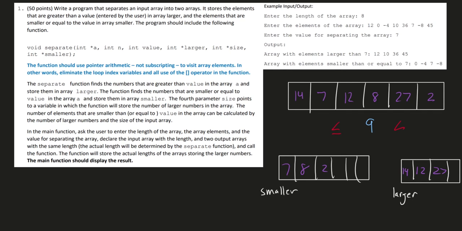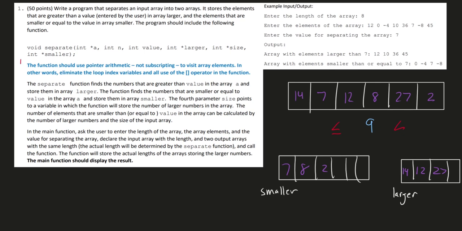Alright, so I think I get the main plot of this problem. And we even have a nice example situation as well. Alright, so the program should include the following function. Alright, so separate. Doesn't return anything, or void. And looks like we have a whole bunch of inputs into this function. So let's read the rest and we'll see if we can figure out what these inputs are.